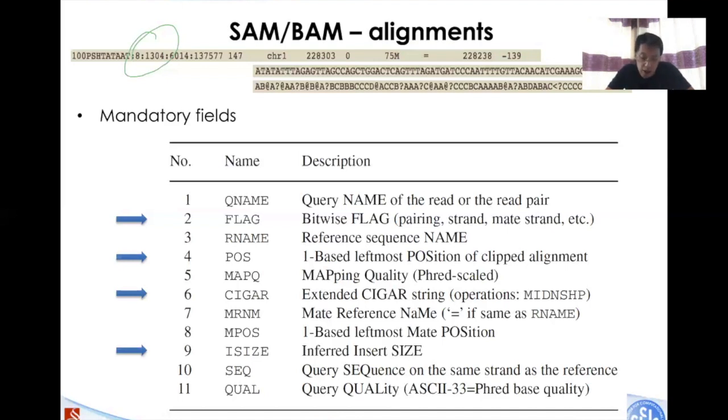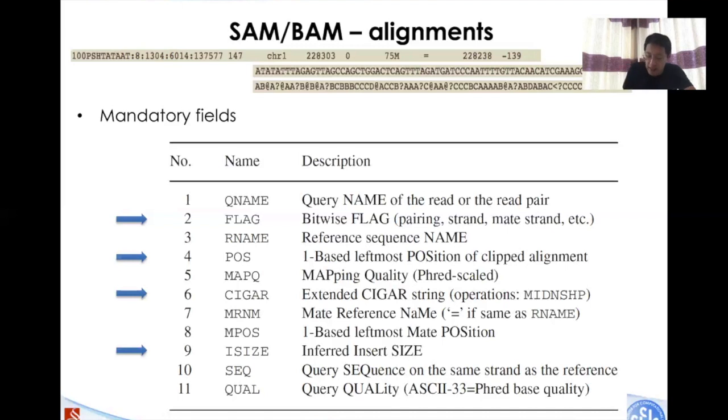There's the chromosome information, which is the chromosome this particular read maps to, and then the position information of where this particular read aligns to. And then there's the mapping quality information. We will go through the mapping quality in the future as well. And then there's the CIGAR string and the mate reference name.